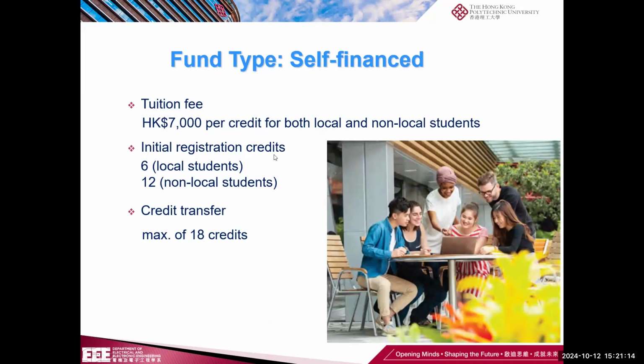The initial registration credit for local is 6, and for non-local is 12. So that means you need to pay this. This is the initial registration. Then we also provide the option of credit transfer. That means its maximum is 18 credits.